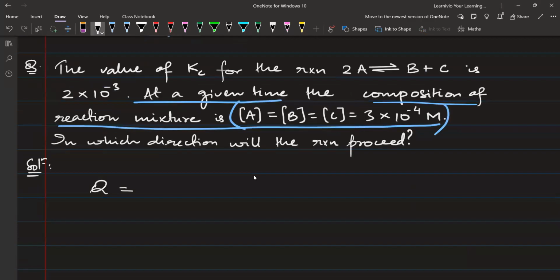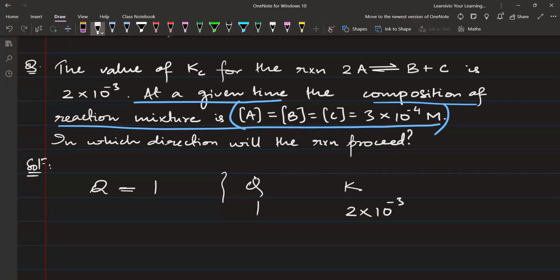Q will be equal to the concentration of. So Q will be equal to 1. I hope you can do the calculations. You can do it, yes or no? Please tell me. Yes, sir. Right? Q will be equal to 1. And if I compare Q and K, Q is 1 and K is 2 into 10 to the power minus 3.